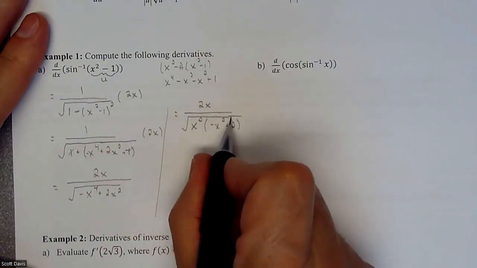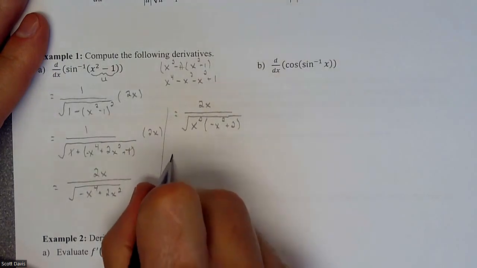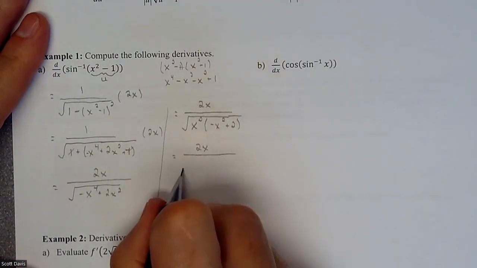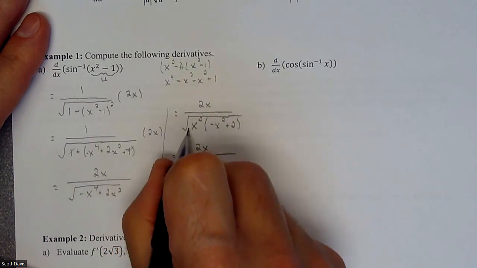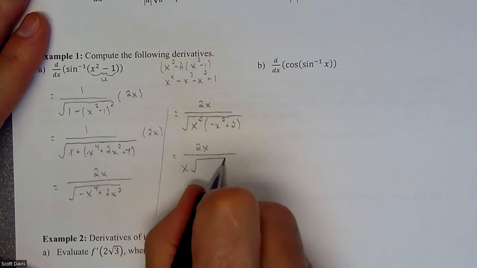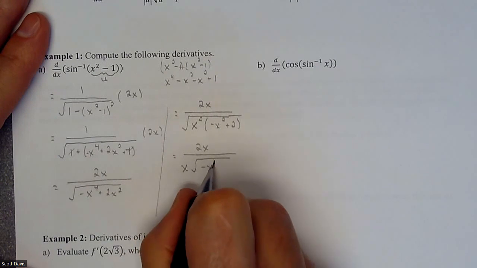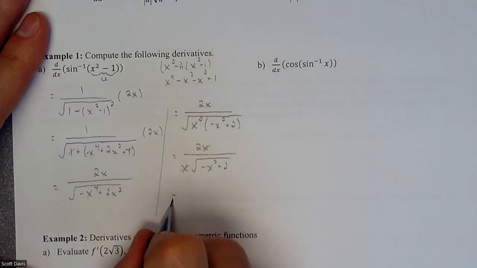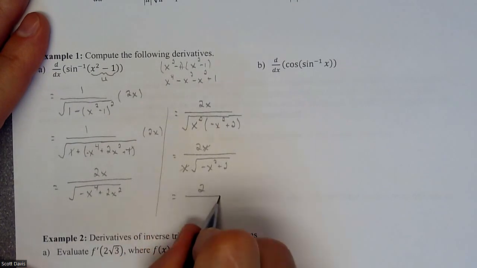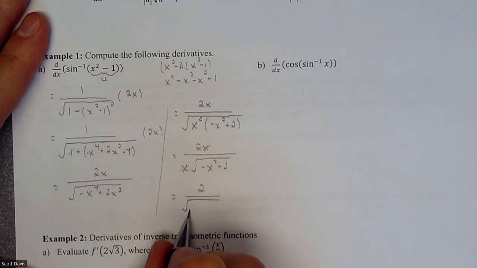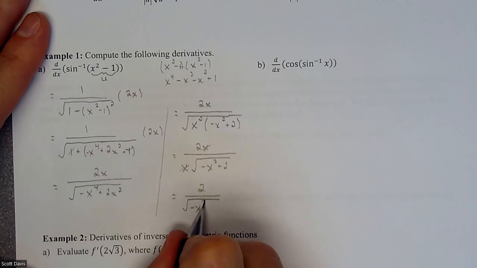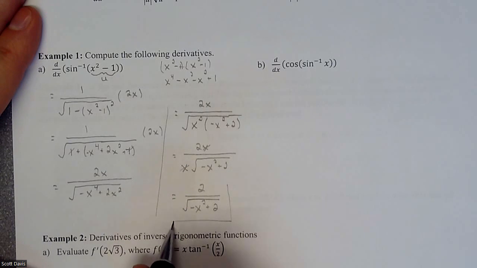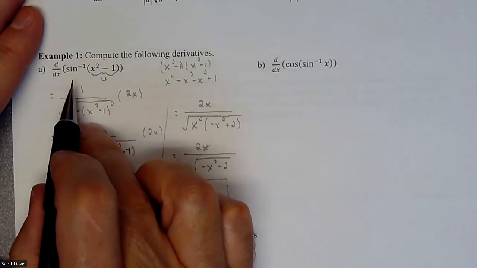So that's something we can simplify. This is not something we can simplify. So now we're going to have a 2x over an x on the outside because we can square root that independently. And then this is going to stay on the inside, the negative x squared plus 2. And then we have an x that can cancel with the x. So this thing simplifies to 2 over square root of negative x squared plus 2. And that is the derivative of our inverse sine.